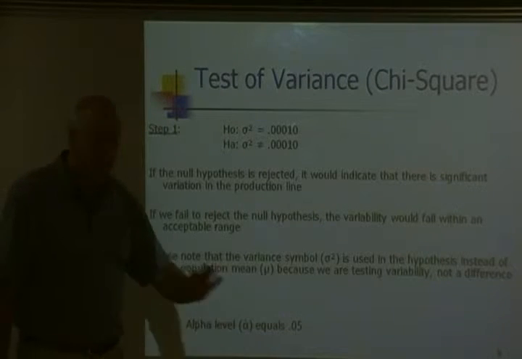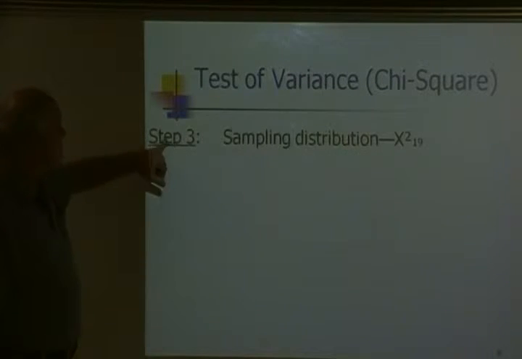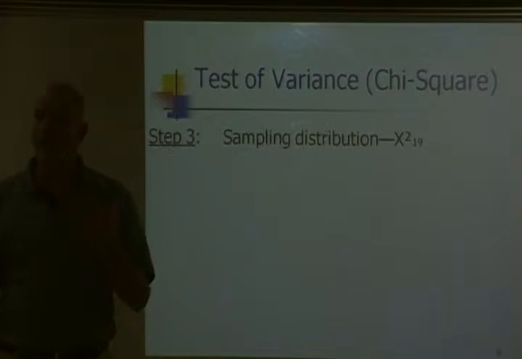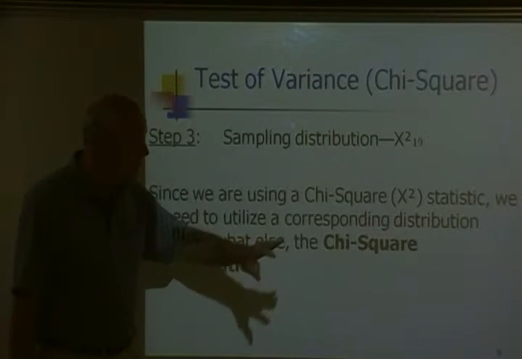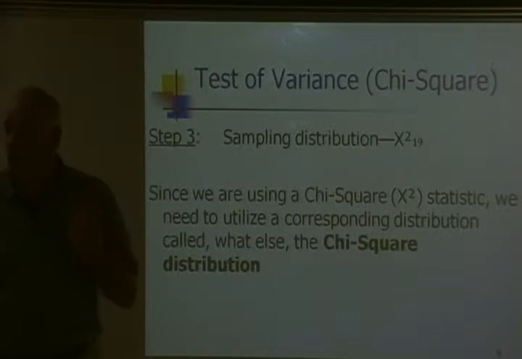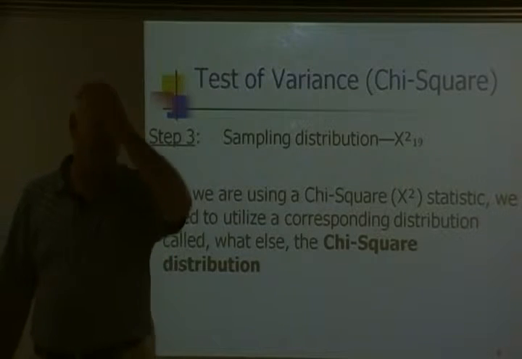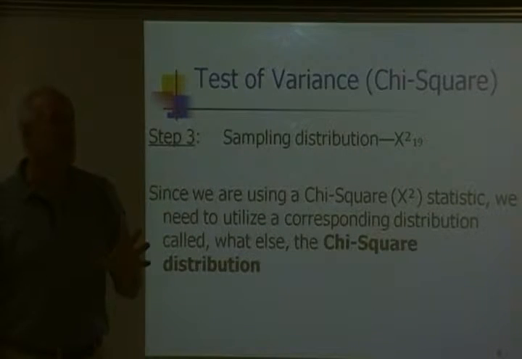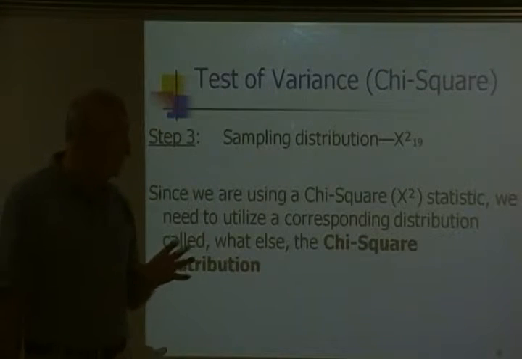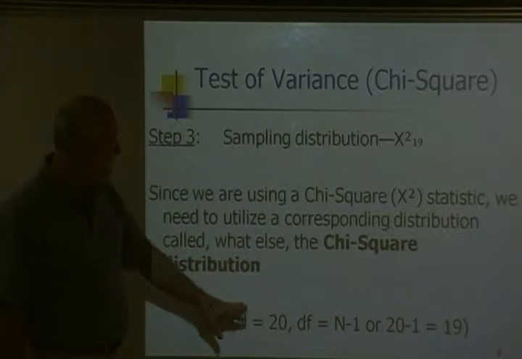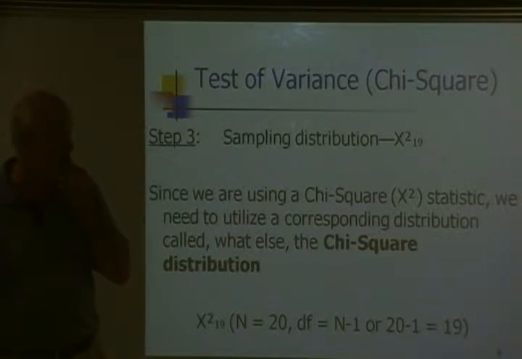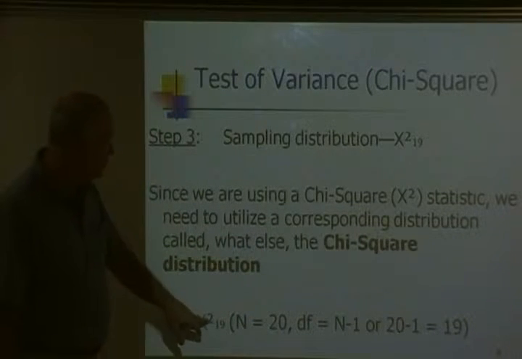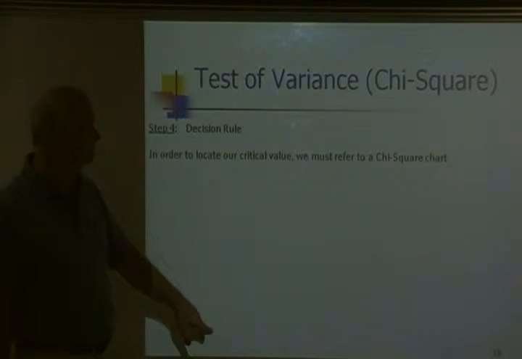Step 2, alpha level, 0.05. Step 3, sampling distribution, because we have 20 in our sample. And with a chi-square statistic, we need to utilize the corresponding distribution, and it's called the chi-square distribution. So when you look up into your tables, you're going to be looking up a chi-square distribution. The degrees of freedom is found by n minus 1, so we have 20 minus 1, or 19. So our distribution is chi-square sub 19.